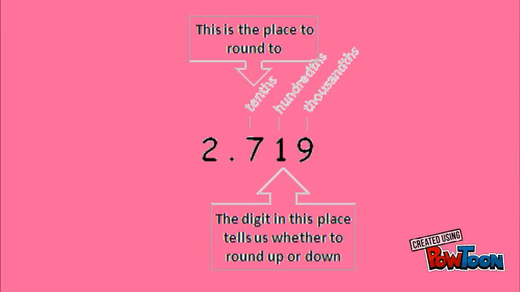In the picture you will see the first arrow is pointing to the 7, which is the place value that we were rounding to, the tenths place. And in the other number, the arrow is going to the 1, the digit that tells us whether to round up or to round down.